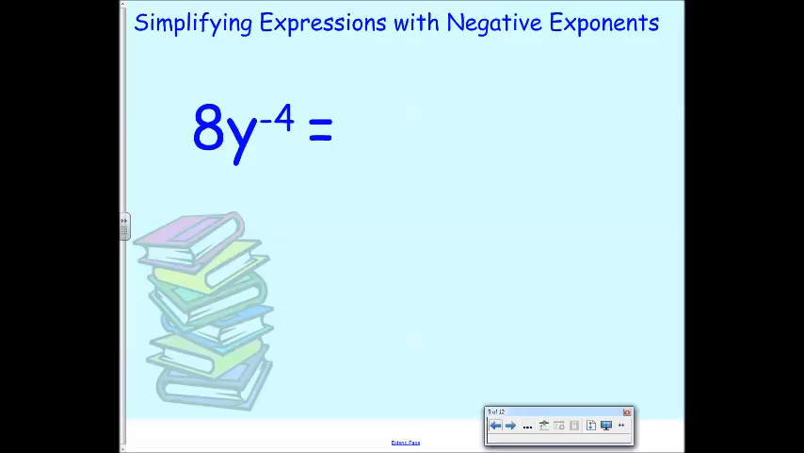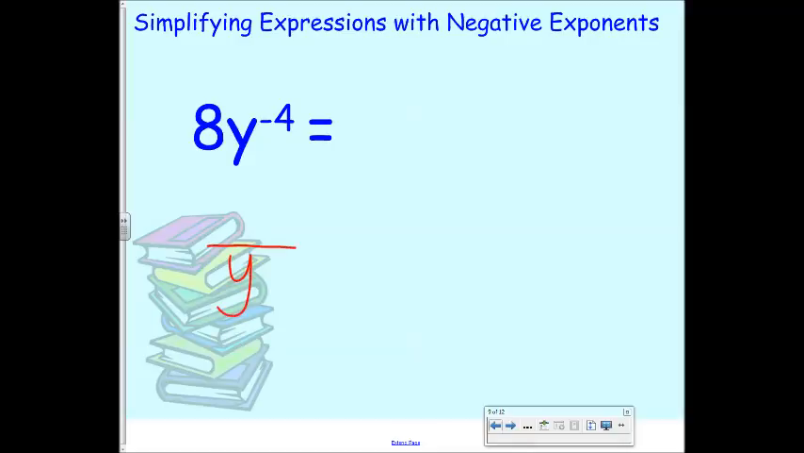Just the y. There's no parentheses here, which means that this negative 4 doesn't apply to both. It applies to just the y. So I want to move the y to the bottom. That's going to become y to the positive 4. But does the 8 move? No. So that stays up here on the top, because the y has the negative exponent.